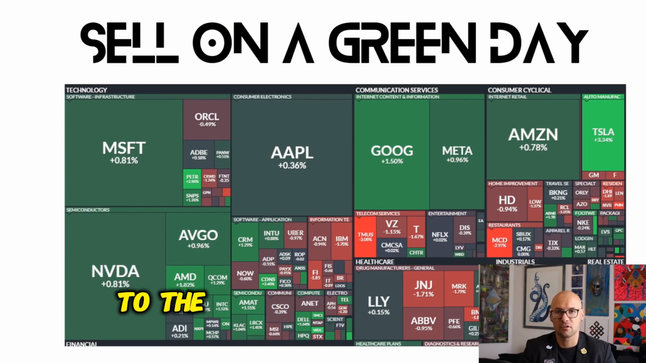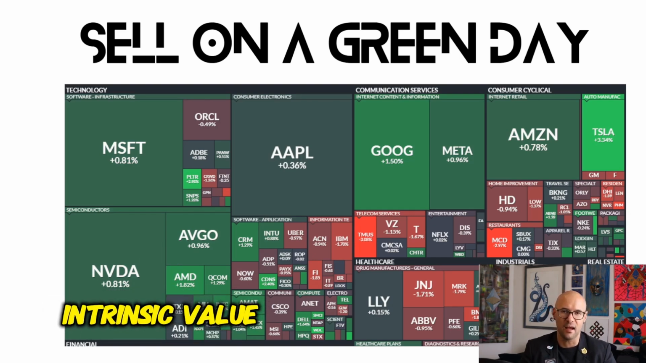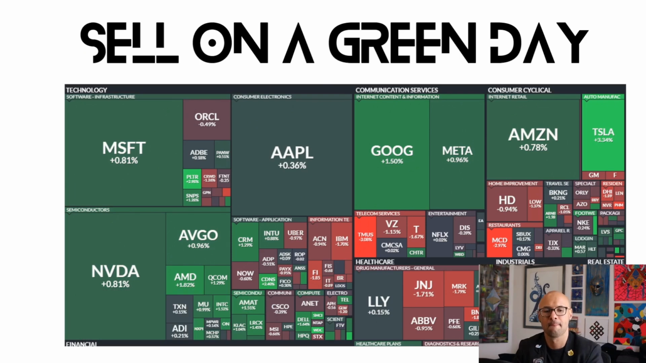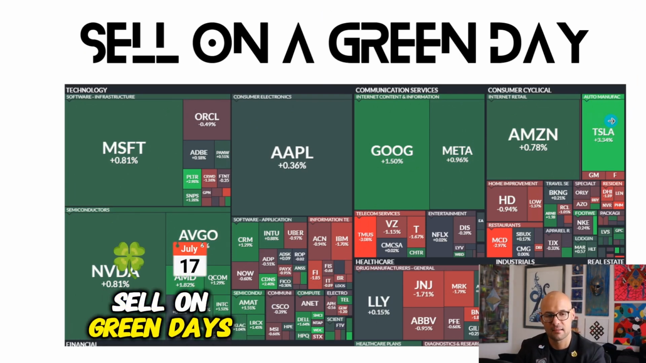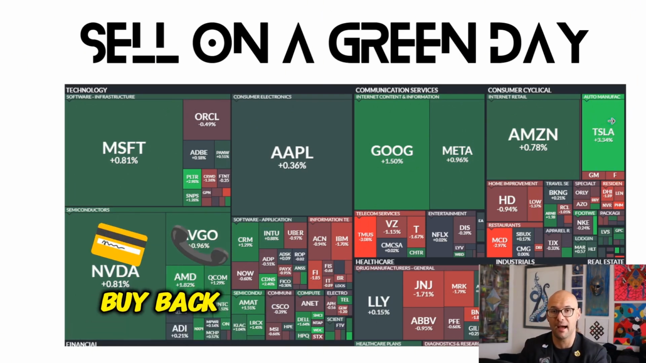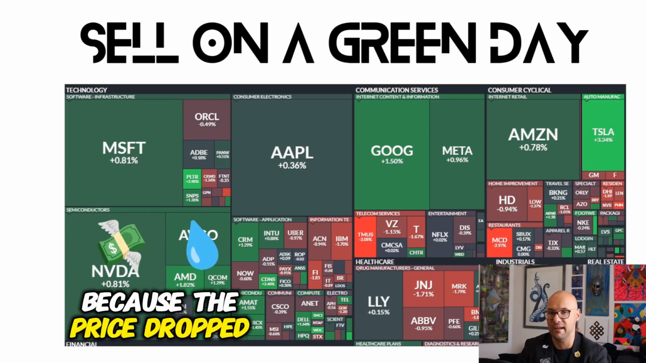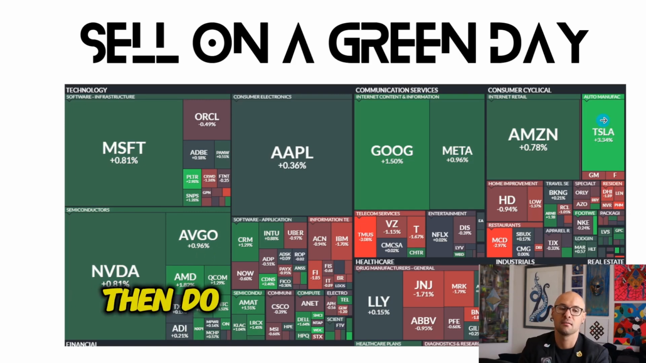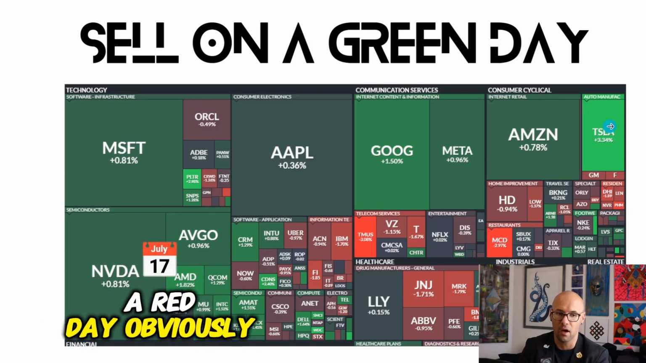If you pay attention to the delta, and if you use the Black and Scholes formula, then you will find often mispriced options that you can sell for much more than their intrinsic value according to the formula. Sell on green days. If you choose to buy back your call option because the price dropped so much, then do it on a red day, obviously.